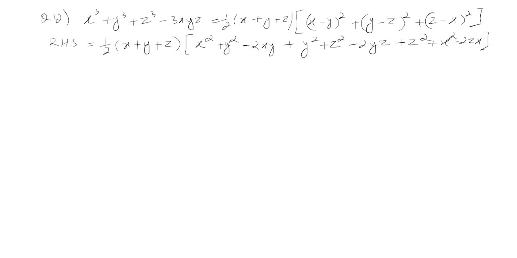Now you notice there are two x square. One is here, one is here. We have two y square, one is here, one is here. We have two z square, this one and this one. So all this we will make a little more simplified by writing like this.